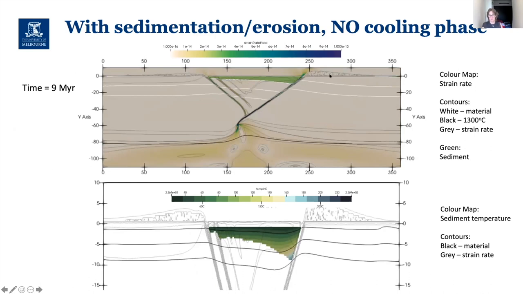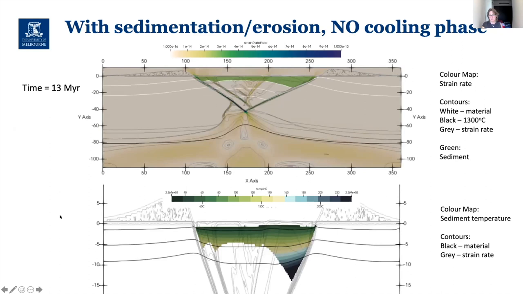We have two quite strong shear zones, one dominating. We have asymmetric sedimentation, and you can see the temperature profile of the sediments. So then at 13 million years, we again have a growing basin. It is asymmetric and has really prominent two shear bands.